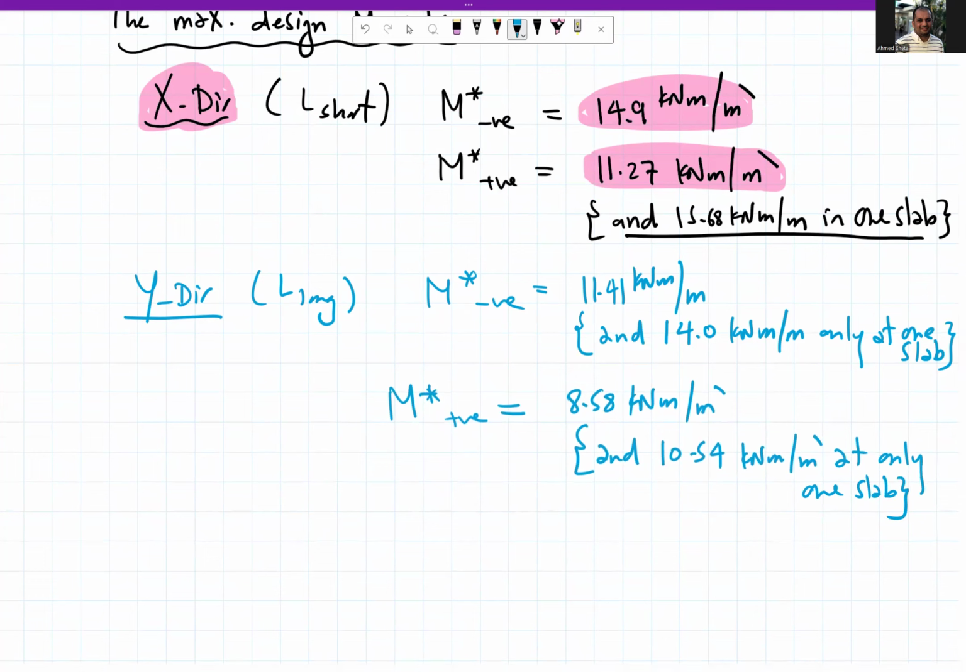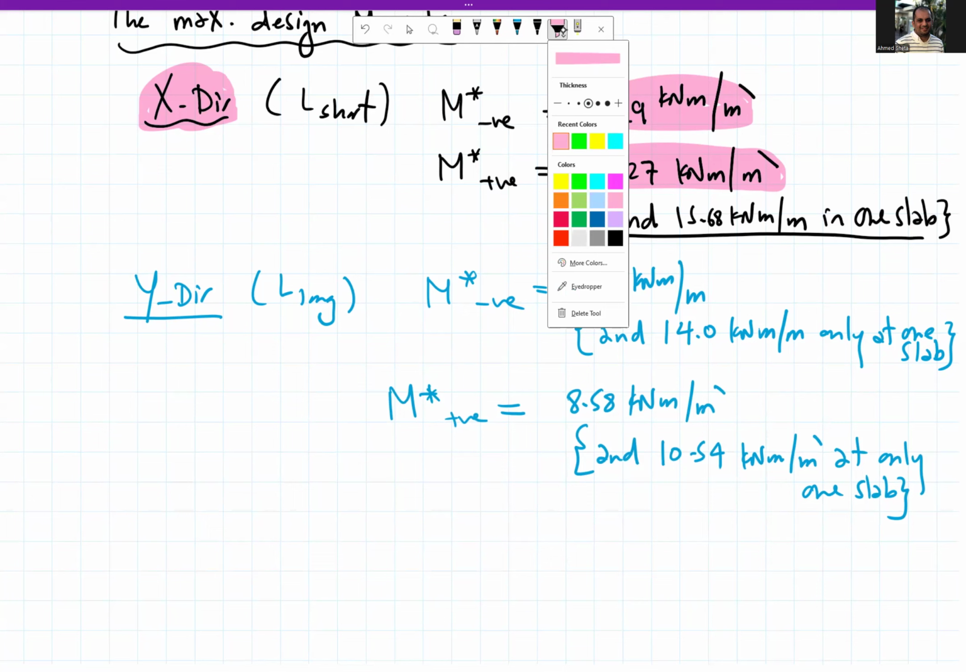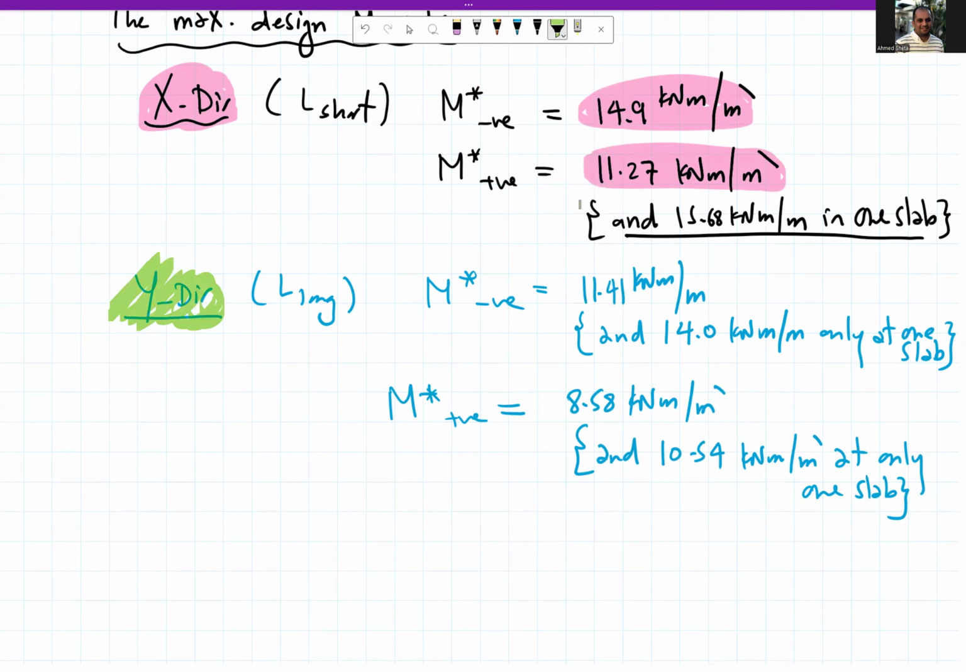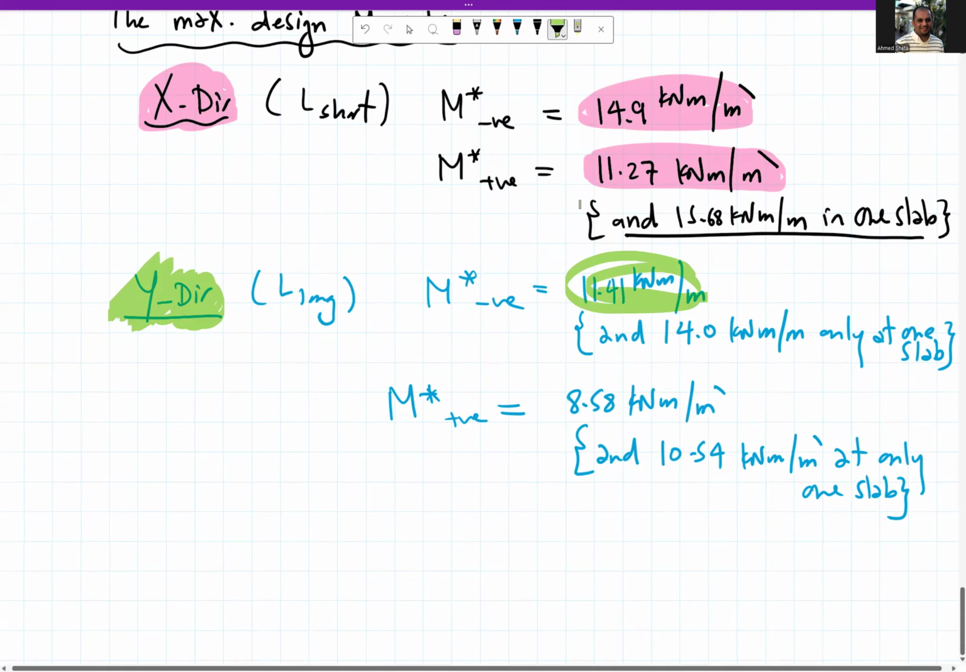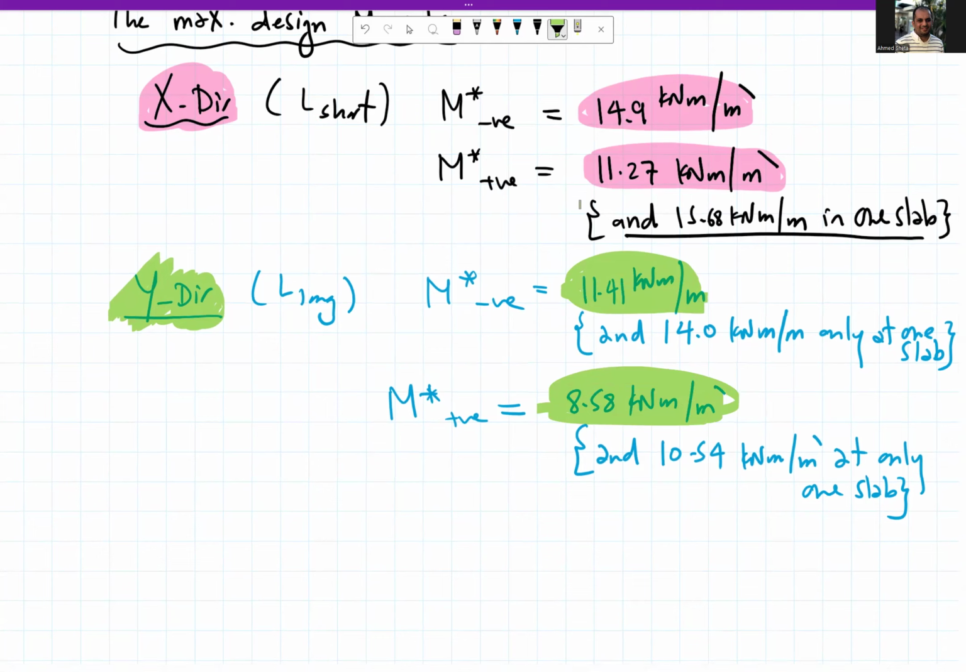So the maximum values in this case for the Y direction, we have this value here, 11.41 and 8.58. So this is the design moment requirement for this slab.